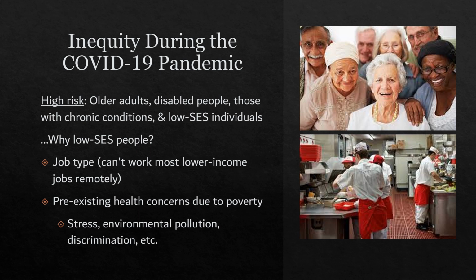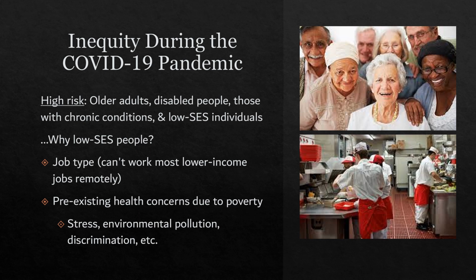Some of the inequality that we saw during the COVID-19 pandemic is amongst the high-risk groups. That would include older adults, disabled individuals, people with chronic conditions and comorbidities that increase their risk of COVID infection or negative outcomes of a COVID infection, as well as low socioeconomic status individuals. The reason why low SES people are included in this high risk group is because a lot of low SES people have jobs that may be low income jobs that cannot be worked remotely. This could be food service jobs, service industry jobs, jobs where people are interacting with the public on a regular basis. Often these can also be very stressful jobs, and we have talked quite a bit this semester about how living in poverty can also compromise a person's health in a variety of ways. And so, with those existing factors, when a pandemic emerges, low SES people are included in that high risk category.